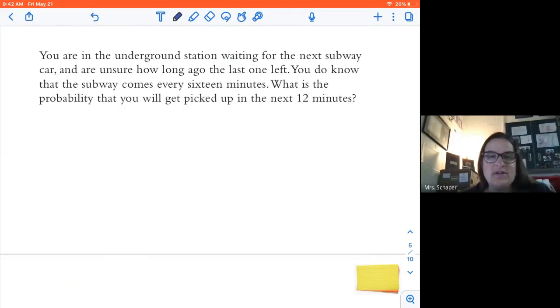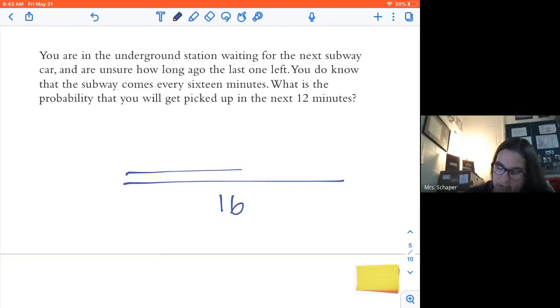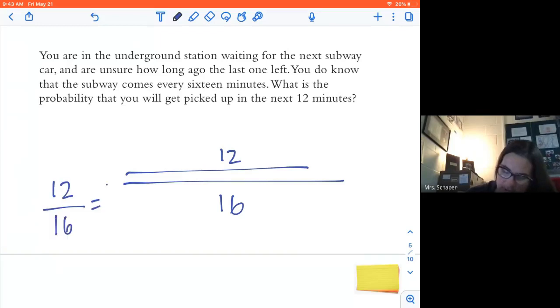All right, you're in the underground station waiting for the next subway car, and you're unsure how long ago the last one left. You do know that the subway comes every 16 minutes. What is the probability that you will get picked up in the next 12 minutes? Okay, so we know it comes every 16 minutes. That's the total. What's the probability you're going to get picked up in the next 12? All right, so favorable is 12 out of 16 total, which is 3/4.